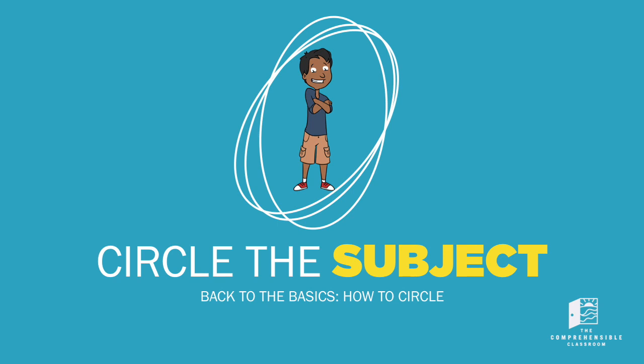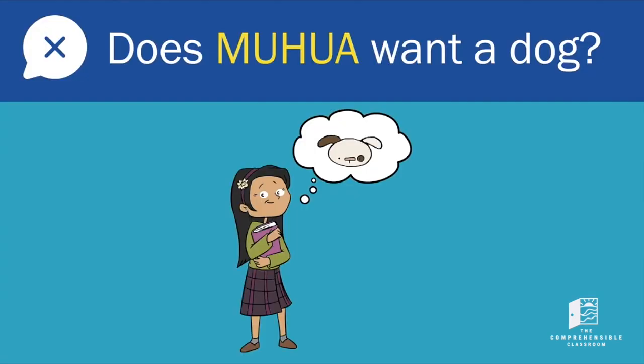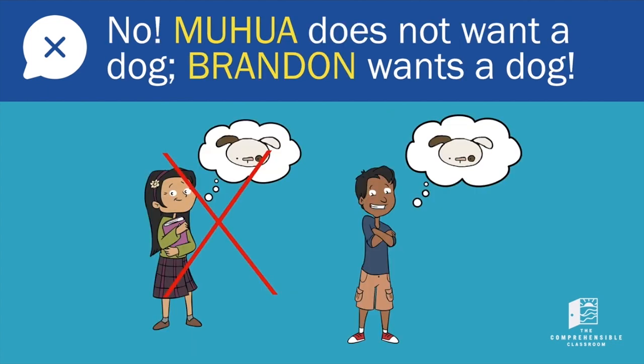If you think we're done, we're only getting started. Now we get to circle another part of this statement. Let's focus on the subject. Does Muwa want a dog? Start out with a no question. No, Muwa doesn't want a dog. Brandon wants a dog.